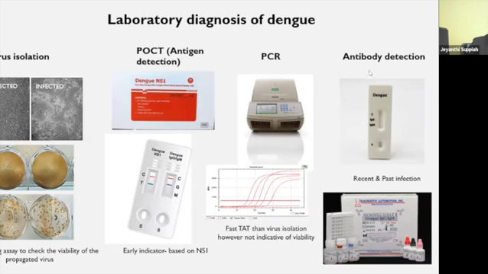Then we also have laboratory diagnosis based on antibody detection. This is particularly useful in differentiating recent and past infection. Recent infection is characterized by a high titer of IgM, whereas past or secondary infection is characterized by IgG detection.